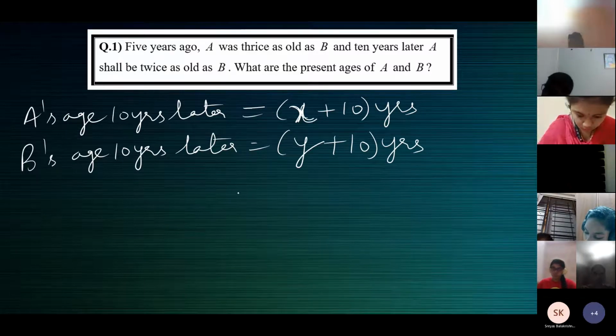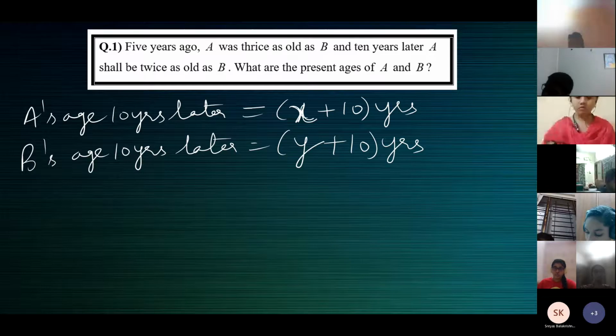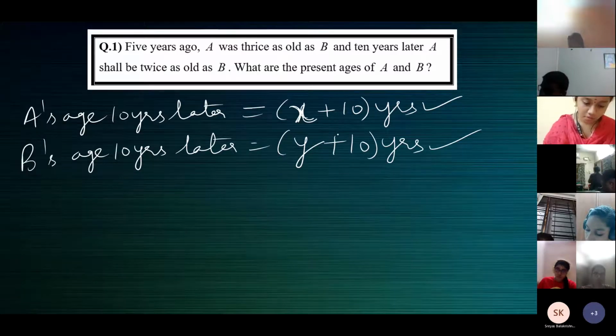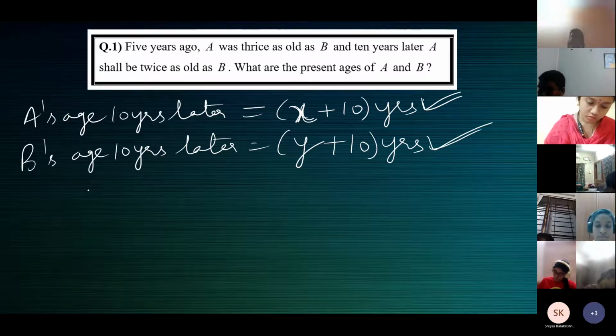Now read what is given 10 years later. See, when I read 10 years later, I wrote these two. I didn't read ahead. Like with 5 years ago, we wrote their ages 5 years ago, and only then proceeded reading the question. 10 years later, don't read the question ahead. What will be their ages 10 years later? These. Now read the question ahead.